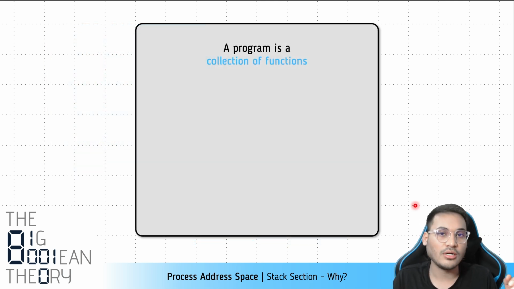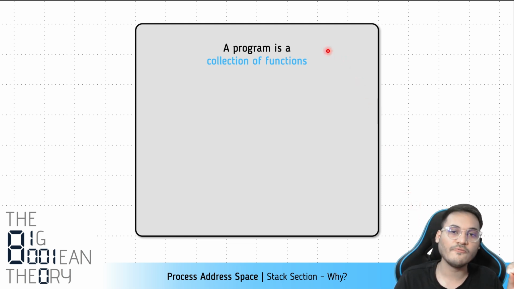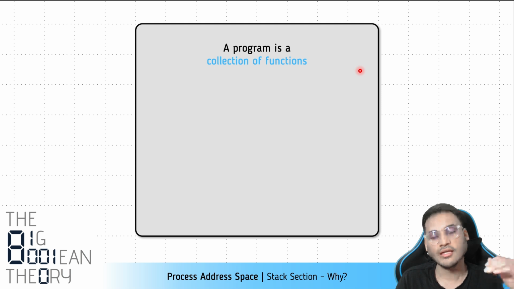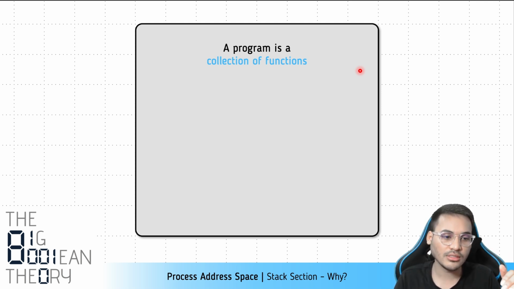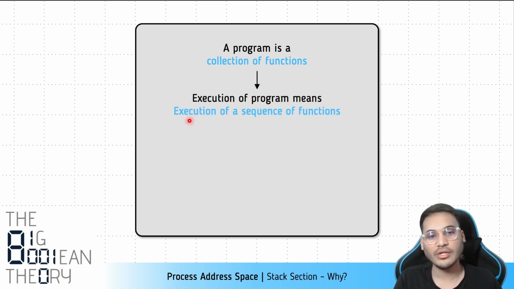So let us summarize all that we have learned and finally come to the answer of the question: why do we need the stack section in the memory? We started with the observation that any program that you write is a collection of functions. We have seen two examples, and you can think of it this way: the execution always happens inside some function. There are several functions that constitute a program. The next consequence is that execution of a program means execution of a sequence of functions.